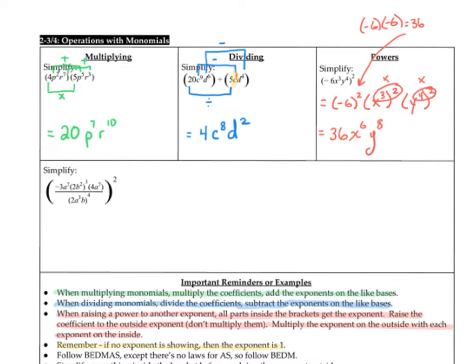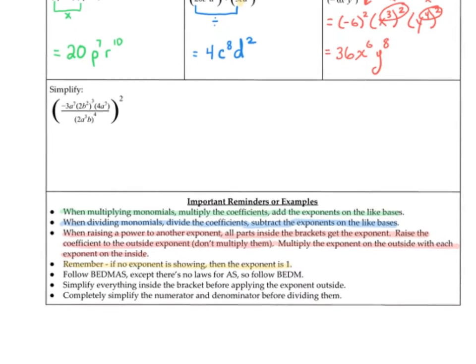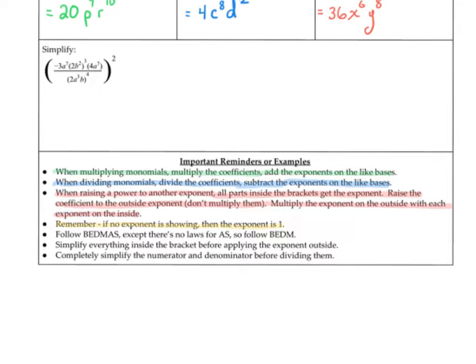Now we're going to simplify a question that has multiple operations associated with it. What you need to know if there is more than one operation is that you have to follow BEDMAS, but because we're dealing with monomials, there will not be any addition or subtraction. So it's really just BEDM.